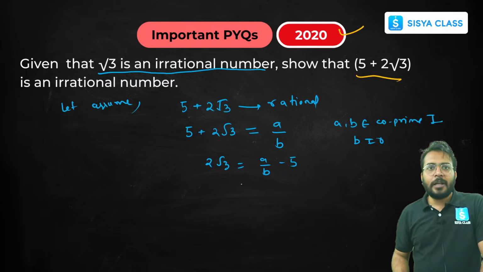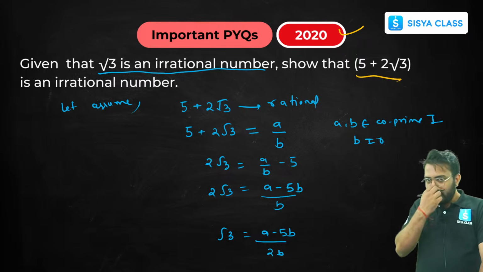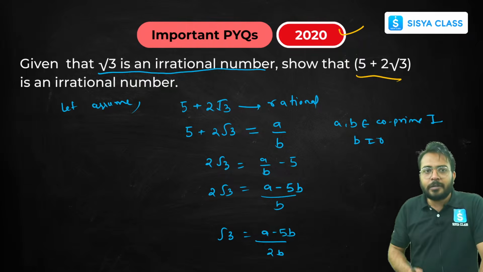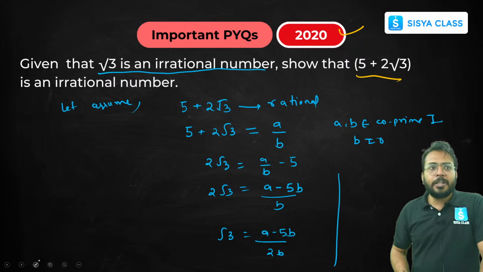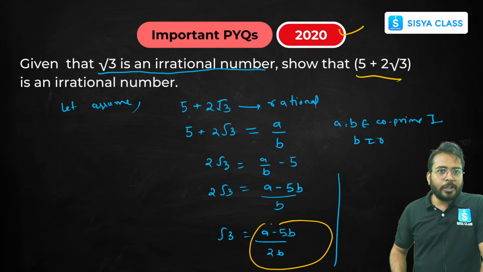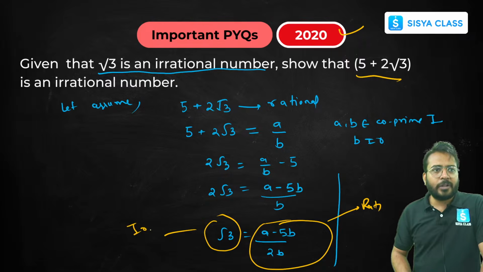Now can you take the LCM? When we take the LCM, it can be written as A minus 5B by B, and this is 2 root 3. That means root 3 is going to be A minus 5B by 2B, yes or no? Since A and B are integers, definitely this part is going to be rational. And they have already given that root 3 is irrational, yes or no?